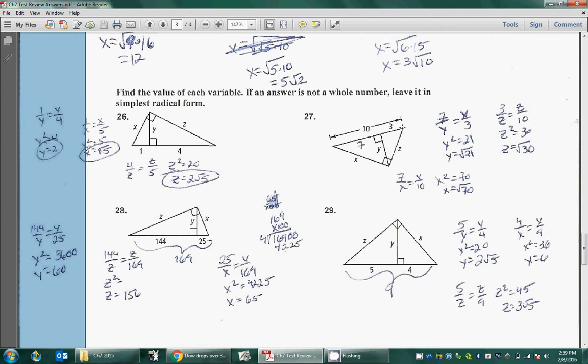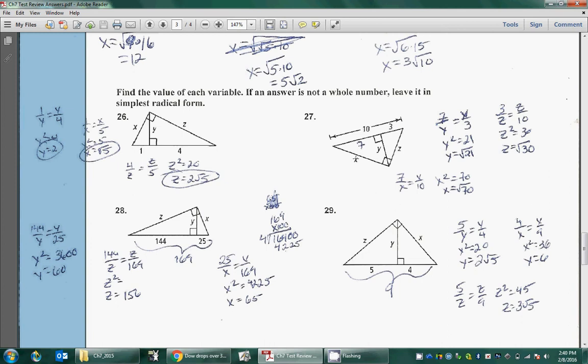So that means Z is the geometric mean between 3 and 10. So I've got to multiply 3 and 10 and take the square root. So 3 times 10 is 30. Take the square root of 30. Can't break it down. I got 2, 3, and 5. Nothing pairs up. So I'd have to leave it as square root of 30.